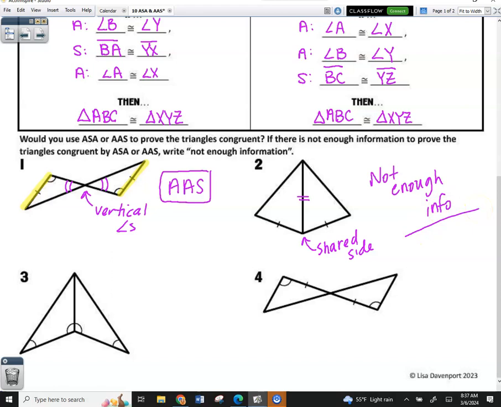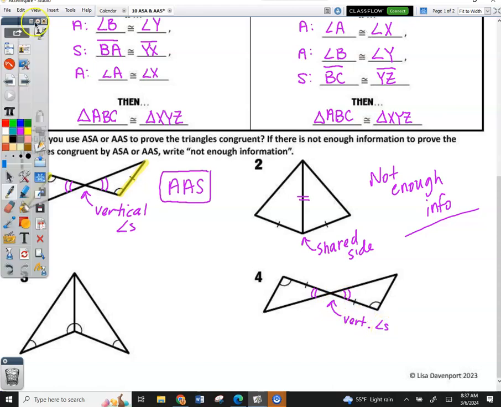Let's jump to number 4. What would need to be marked in number 4 that I have not marked yet? Vertical angles. There's sneaky info right here. We got vertical angles. Abbreviate. Vertical angles. Now I can go highlight my side that's congruent. Highlighting my side that's congruent, what shortcut would I be allowed to use here?